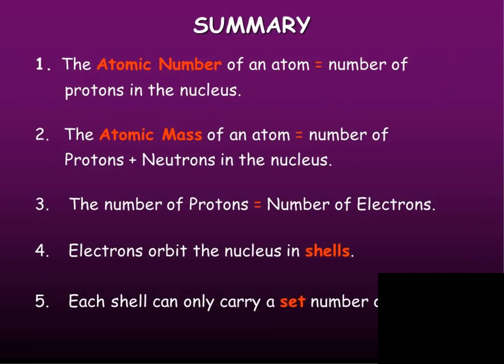So that's where we came to an end. The atomic number of an atom is equal to the number of protons. The atomic mass is the number of protons plus neutrons in a nucleus. The number of protons is always equal to the total number of electrons in an atom, and electrons orbit the nucleus in shells. Each shell can only hold a set number of electrons. The s orbital holds 2, p orbital 6, d orbital 10, and f orbital 14 electrons. So that is all we have discussed.